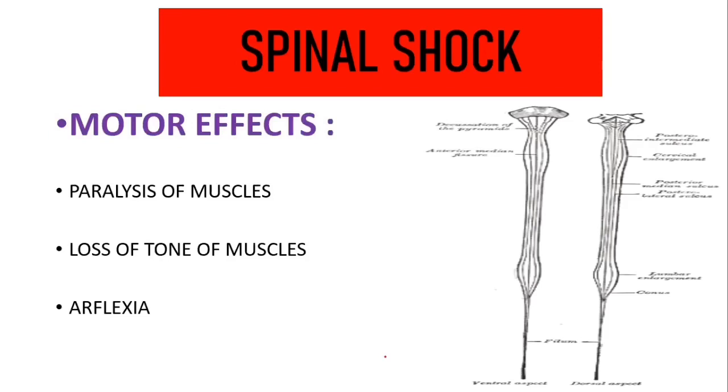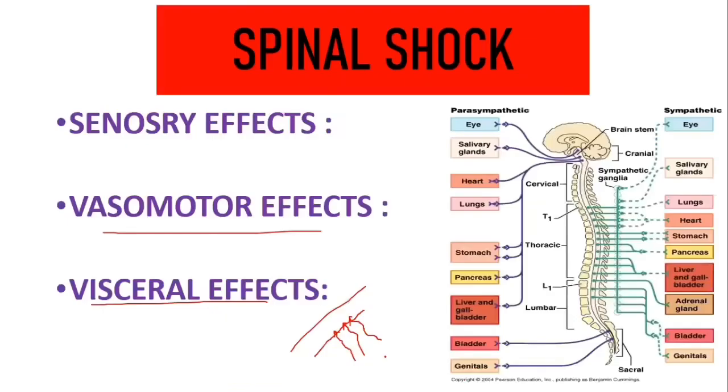What are the motor effects? Motor, only muscle. So there is going to be paralysis of muscles, loss of tone of muscles, and loss of all reflexes. Okay, next, sensory effects. What are the sensory effects we have? Loss of all sensations. Next, vasomotor effects. What is the vasomotor effect? No arterial dilatation is going to happen. Because of that, we are going to have a decrease in BP, and we saw the story also. Next, finally, visceral effects. So all these symptoms are going to happen for about 3 to 4 weeks.